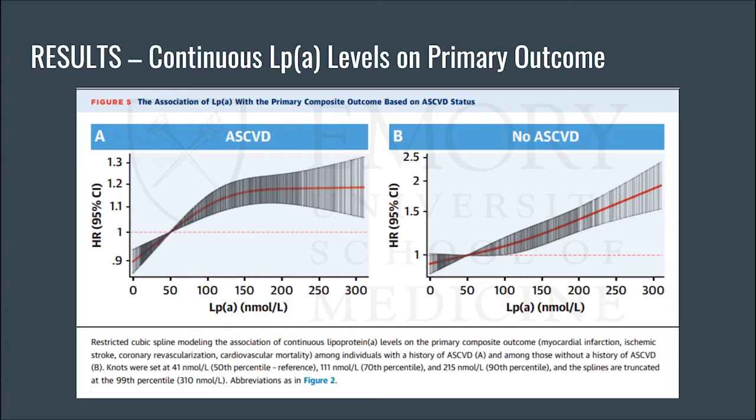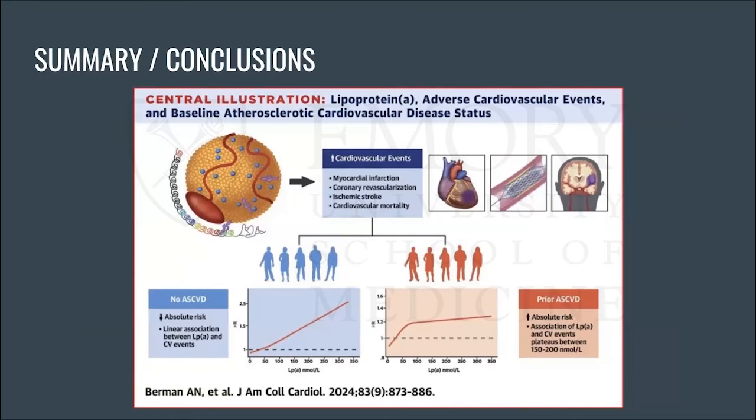So there's a little bit of a linear relationship there, whereas it plateaus a bit more for ASCVD. Finally, that brings us to the central illustration, briefly summarizing everything we just discussed. You've got your cartoon model of the lipoprotein A molecule on the left, the 4 cardiovascular events that we included in the study in the middle, and that breaks it down again to the left for those that have no ASCVD and the right for those with prior ASCVD. And you can see that linear relationship in the no ASCVD group between lipoprotein A level and hazard ratios, but the plateau effect again for those that had prior ASCVD.